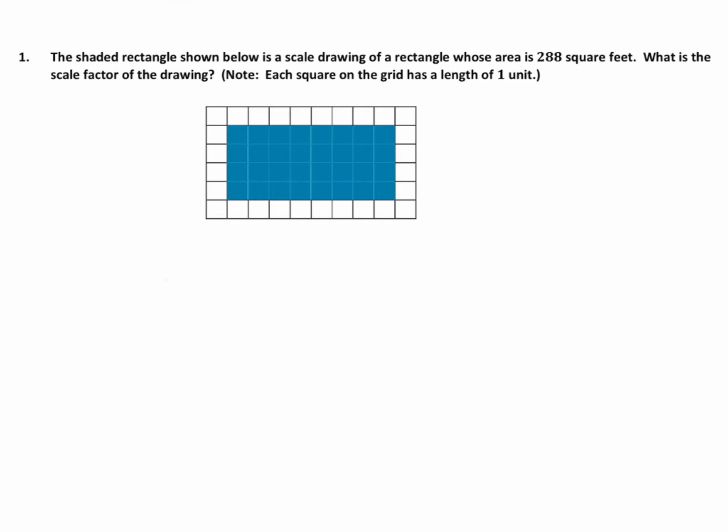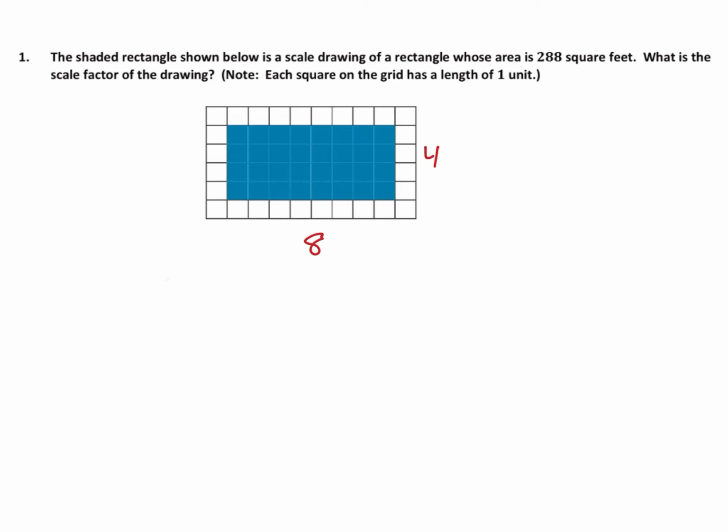The shaded rectangle shown below is a scale drawing of a rectangle whose area is 288 square feet. What is the scale factor of the drawing? So to count the side lengths, we're going to use these squares. So 1, 2, 3, 4, 5, 6, 7, 8.